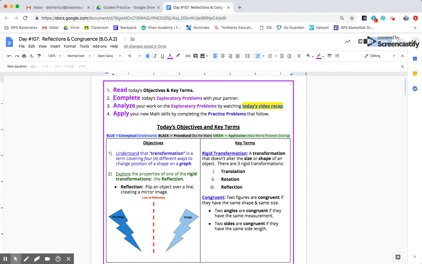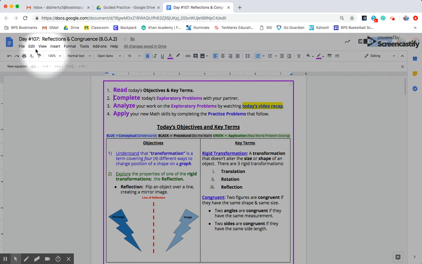Good morning. Happy Wednesday. Today's our 107th day, and for today we're going to continue to focus our work on reflections, and we're going to have a specific focus on how our reflections relate to this concept of congruence. You should recall maybe from yesterday that congruent, we started to learn, is talking about two figures that have the same shape and the same size.